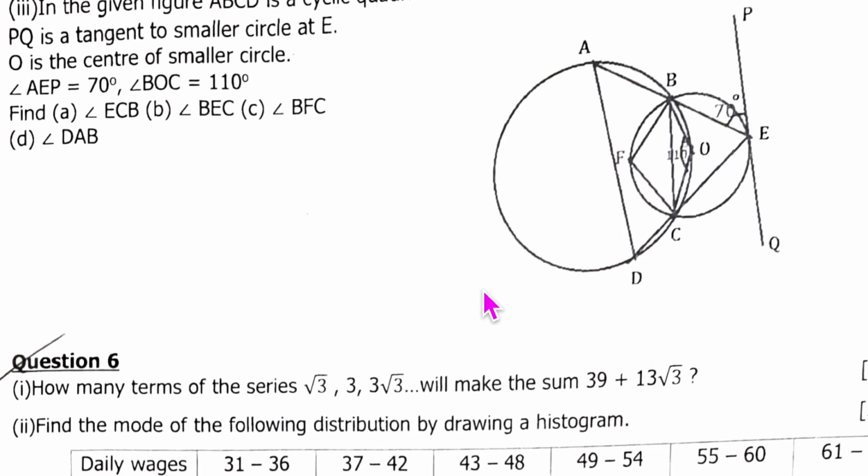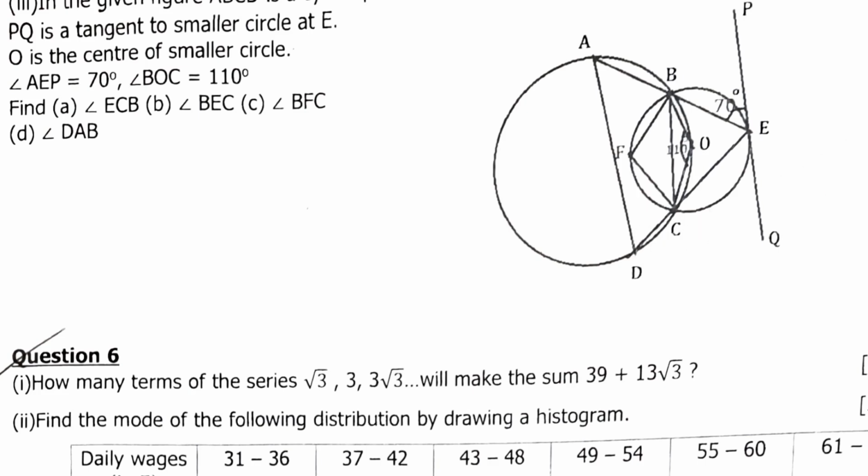Okay. What kind of diagram does it look like? Bad, no? What are they saying? ABCD is a cyclic chord. PQ is a tangent. So we have PQ as a tangent at E. O is the center of the smaller circle. Okay. So draw a big circle, and this is the center of the smaller circle.